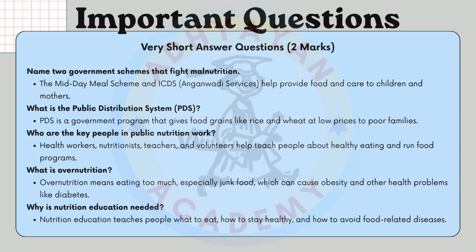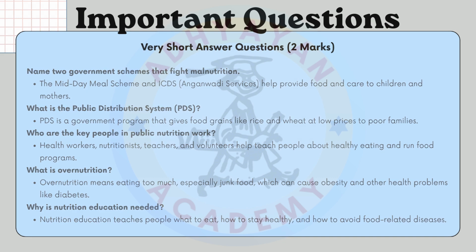Who are the key people in public nutrition work? Health workers, nutritionists, teachers, and volunteers help teach people about healthy eating and run food programs. What is overnutrition? Overnutrition means eating too much, especially junk food, which can cause obesity and other health problems like diabetes. Why is nutrition education needed? Nutrition education teaches people what to eat, how to stay healthy, and how to avoid food-related diseases.